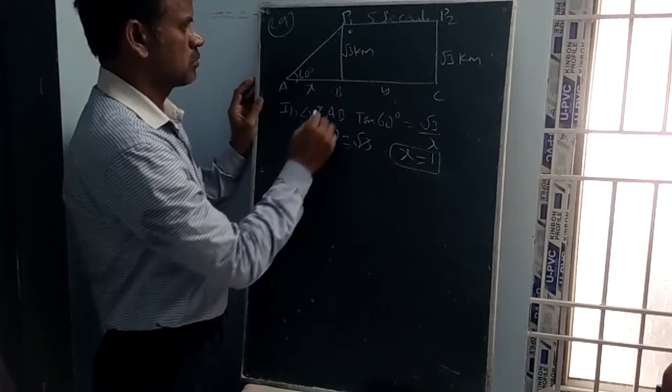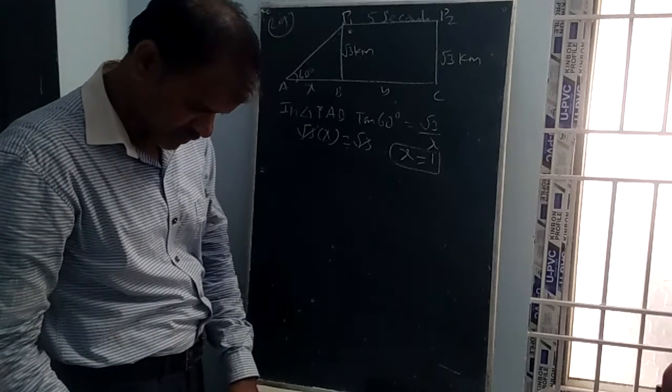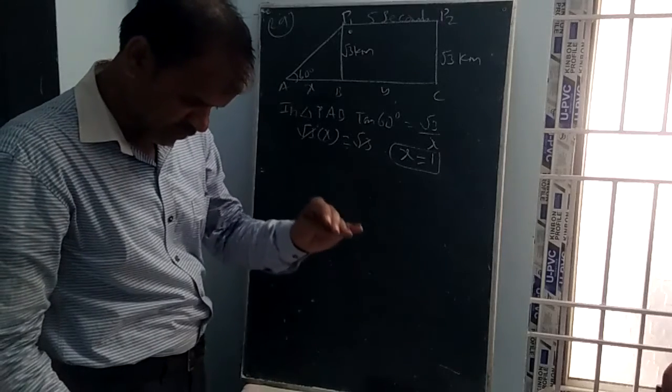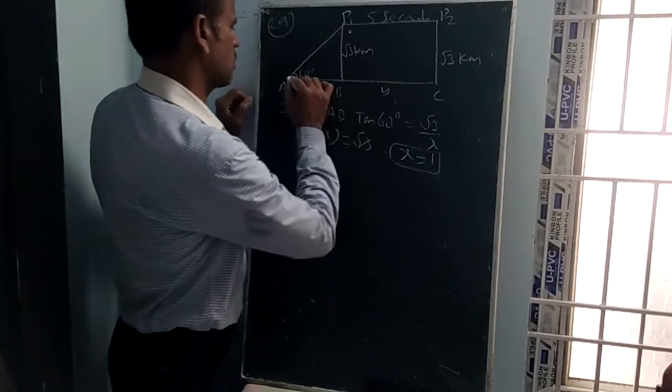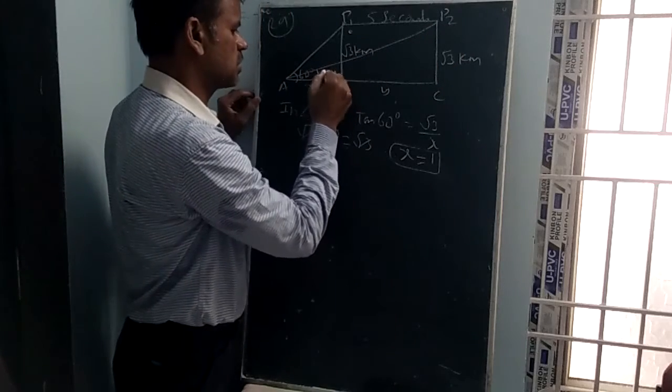Now, he did not discuss about the angle. He should discuss it, maybe some mistake. Root 3 kilometer from, okay, later after 5 seconds the same point making 30 degrees. Draw like this. So this is 30 degrees.